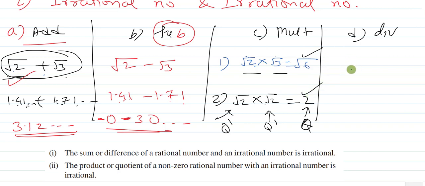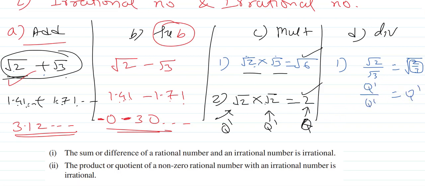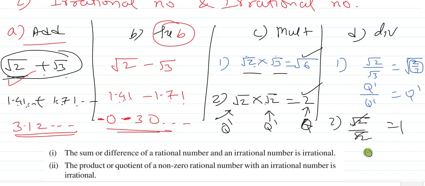Okay. For division, let's take the same example. If I divide root 2 by root 3, it will be root of 2 by 3. Again, this will be some number which will not be a perfect square number. That's why the square root of this will be an irrational number. So from the first, irrational number divided by irrational number is an irrational number. Now coming to the second example. If I divide root 2 by root 2, root 2 gets cancelled, 1. That means irrational number divided by irrational number is coming as a rational number. So in this division also we can't say.